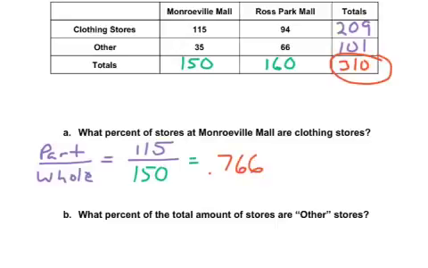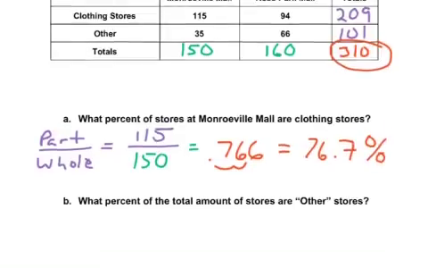You take 115 divided by 150, you end up with 0.766, and we're going to round that. So Victoria, what would that be as a percent? Move the decimal over 2 spots. It would be 76.7%. Very good. Okay, excellent. So let's move on to the next one.